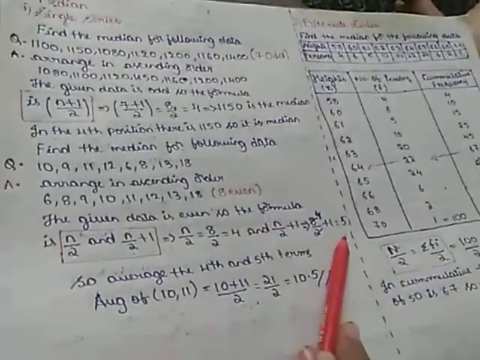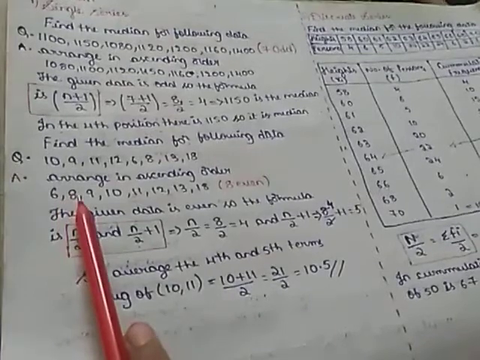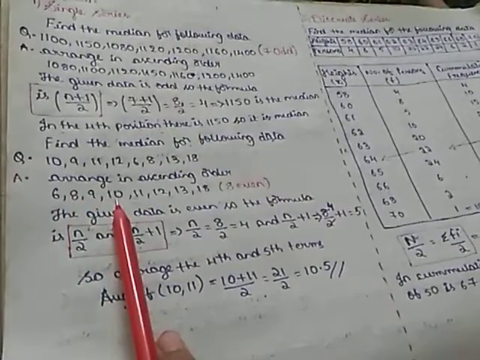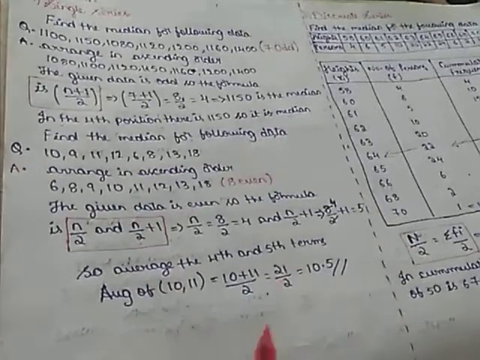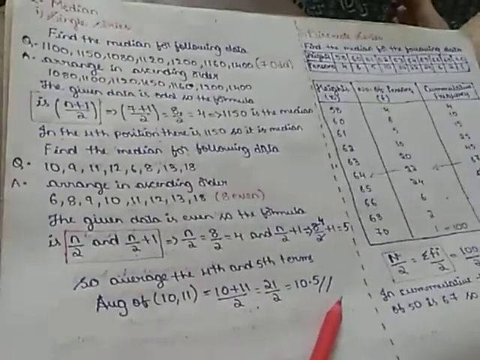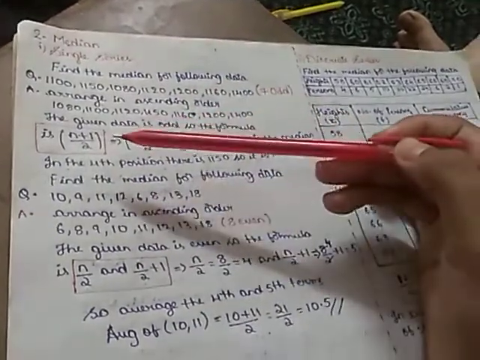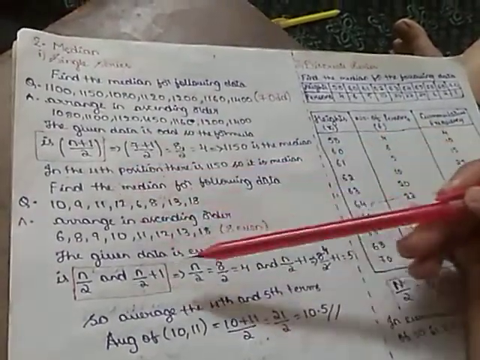So we take the average of the fourth and fifth terms. Here we have to see 1, 2, 3, 4. The fourth value is 10 and the fifth value is 11. We have to take the average of those two values, that is 21 by 2 equals 10.5. This is the median value for the following data. So I hope that you guys understand: for single series, if the given values are odd, the formula is (n plus 1) by 2. If the given values are even, the formula is n by 2 and n by 2 plus 1.